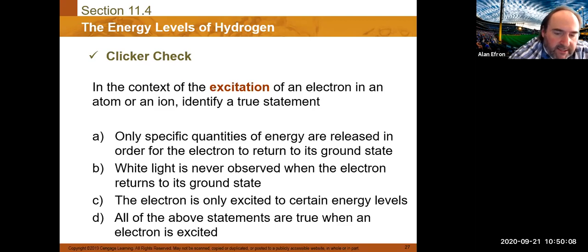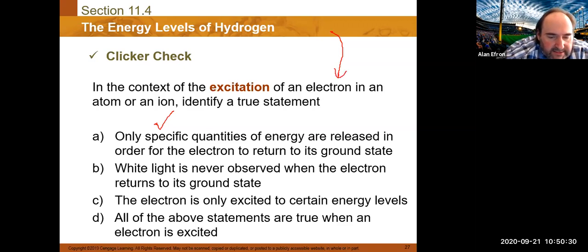So in the context of excitation, an electron in an atom or an ion: identify which one is true. Only specific quantities of energy are released in order for the electron to return to the ground state. So that is true. That's that idea of quantized energy. It's going to lose enough energy to come back down from one energy level to the next.